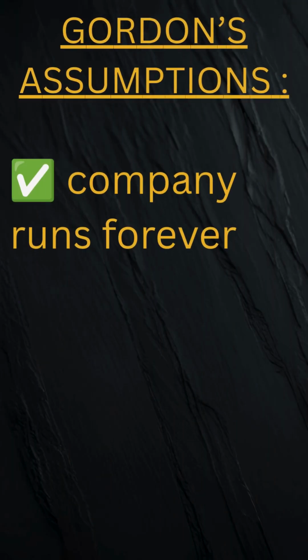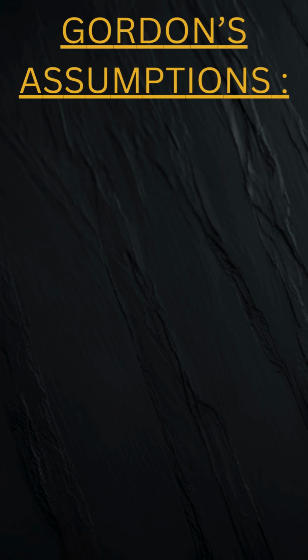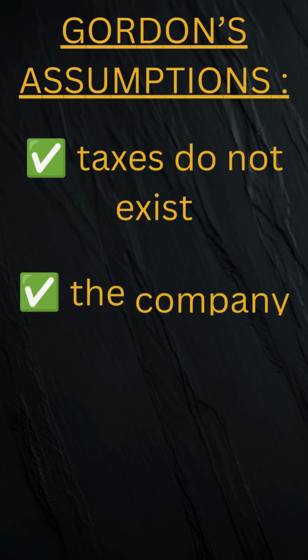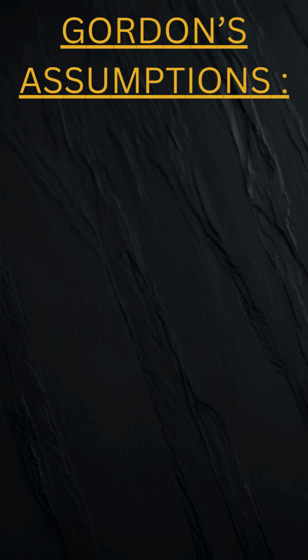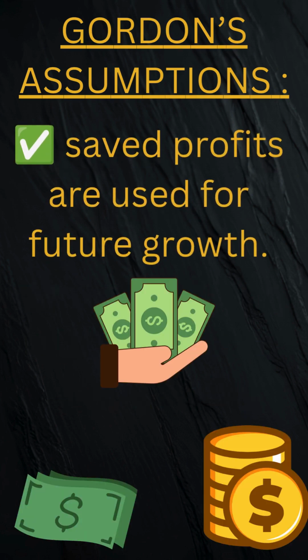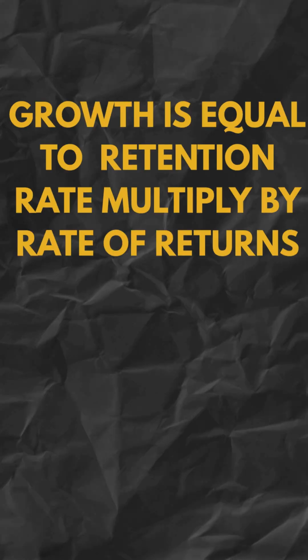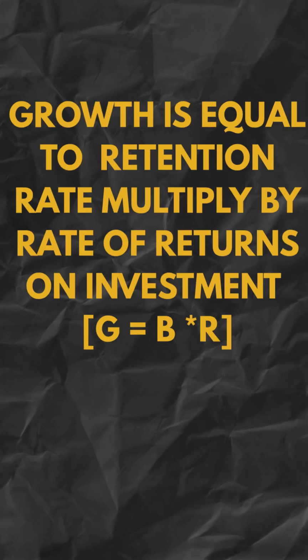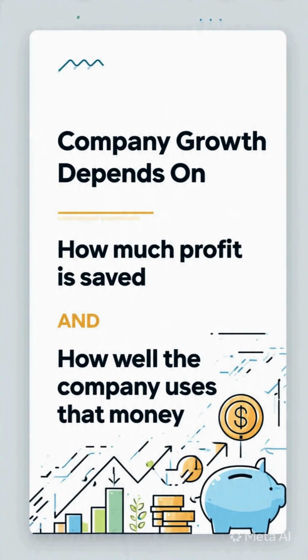Gordon assumed the company runs forever. The business uses only shareholders' money. Taxes do not exist. The company keeps the same saving policy, and saved profits are used for future growth. According to Gordon, growth is equal to retention rate multiplied by rate of return on investment, which means that company growth depends on how much profit is saved and how well the company uses that money.